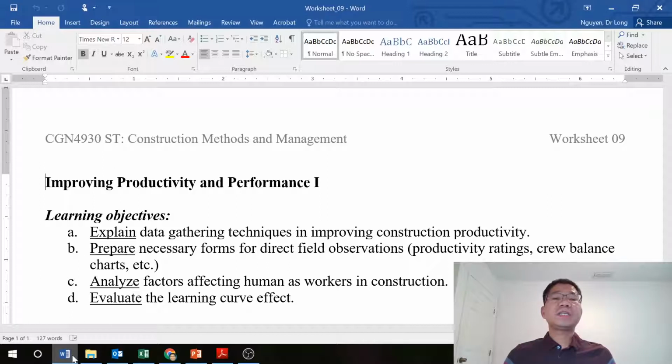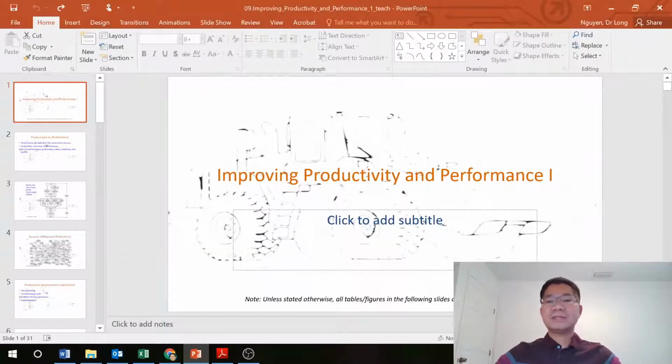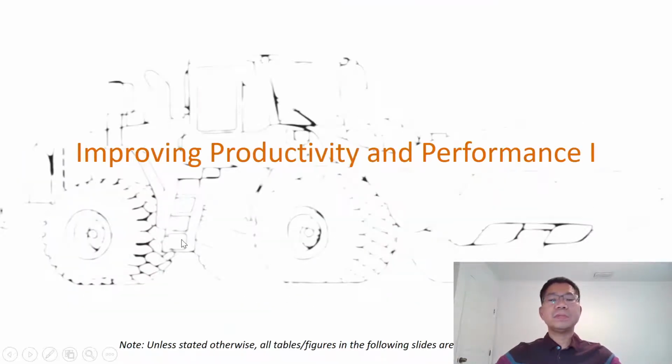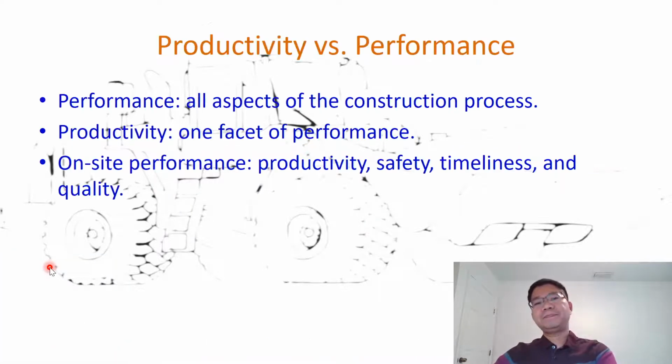And then the third objective: we analyze factors affecting humans and the workers in construction, and then evaluate the learning curve effect. So let's start the first portion of class here. In this lesson, we are talking about improving productivity and performance.